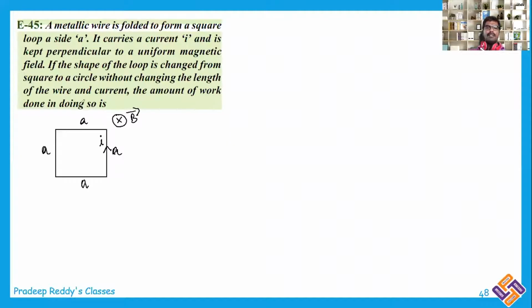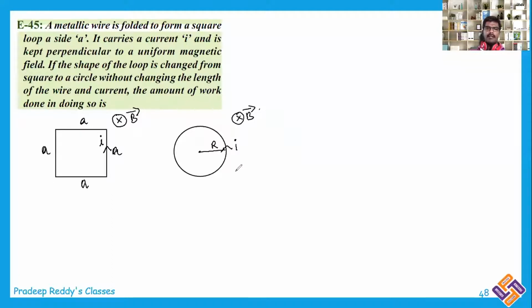Now the loop is changed from a square to a circle. I am changing this loop into a circle, and the magnetic field is the same. The current passing is I, and the circle has some radius R. The length of the wire is not changed, the current is not changed, and the magnetic field is not changed. How much work is done in doing so? You need to calculate how much work is being done.